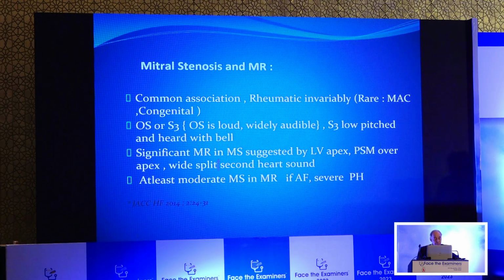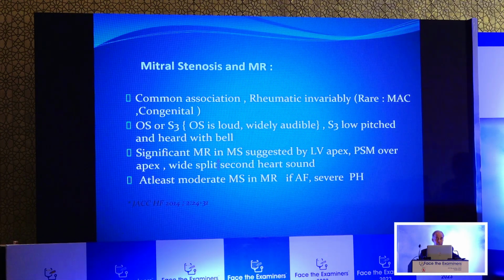Now, you will be asked commonly in the exam, if there is a mitral stenosis finding and a mitral regurgitation murmur, what you are dealing with, whether it's an opening snap or a third heart sound. So you should be ready with these answers. Opening snap is usually louder, it is widely audible, whereas third heart sound is a low pitched sound and it is heard with the bell. Opening snap, A2-OS interval: the opening snap is usually soon after the aortic second sound, whereas the third sound is usually delayed. So these small things are asked when you see the combination lesions.